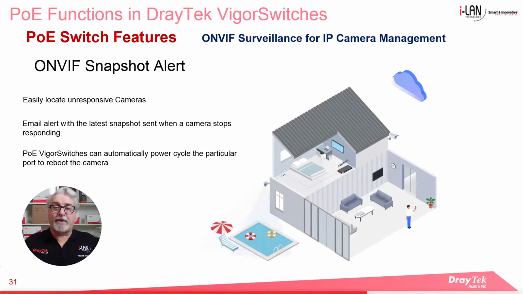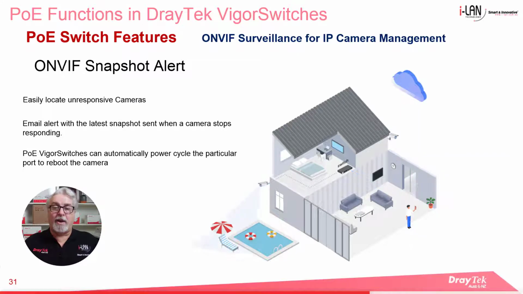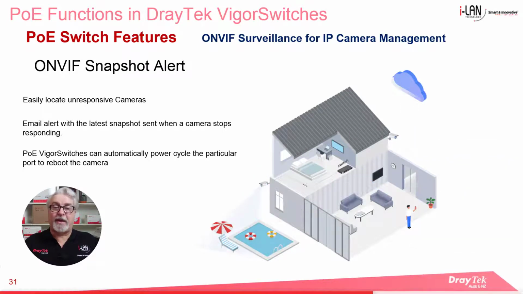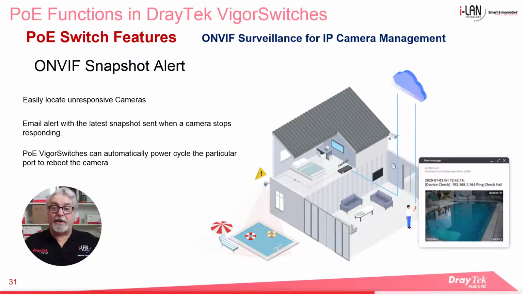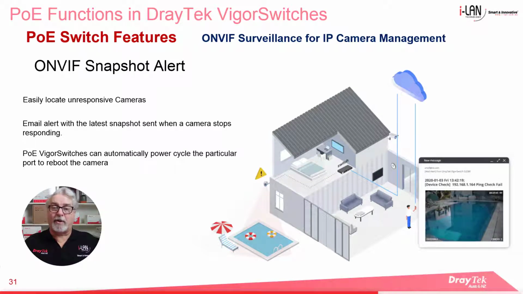It's difficult to manage several IP cameras across different locations and customers, not to mention constantly monitoring to see if and when something goes wrong. A useful feature is that the VigorSwitch keeps pinging the ONVIF IP cameras, taking snapshots from them periodically. If a camera stops responding, the VigorSwitch will send out an email alert and include the latest snapshot, which makes it a lot easier to physically locate the culprit. As I mentioned with PoE VigorSwitches, there's also an option to automatically power cycle the particular port to reboot the camera, which hopefully brings it online again without having to physically go out and find it.